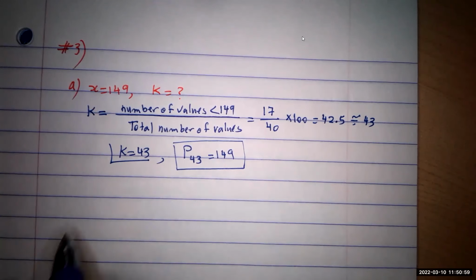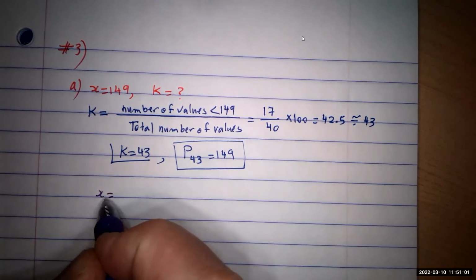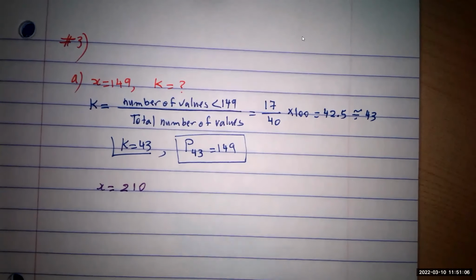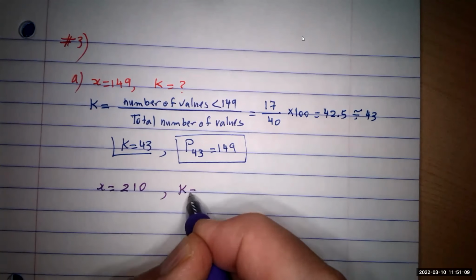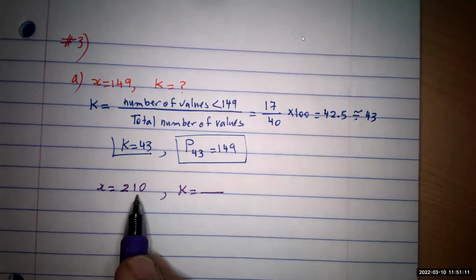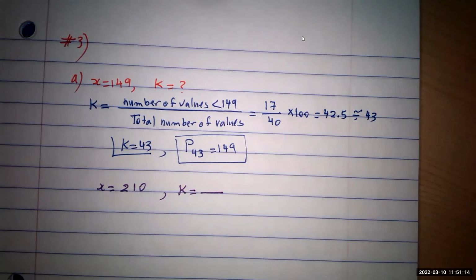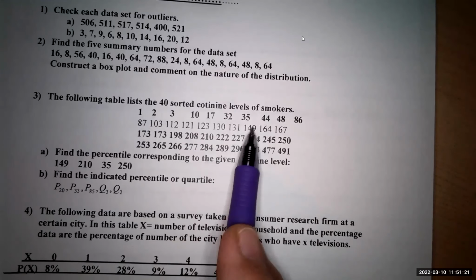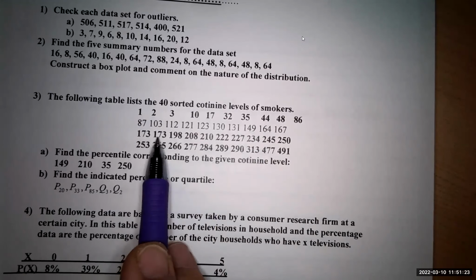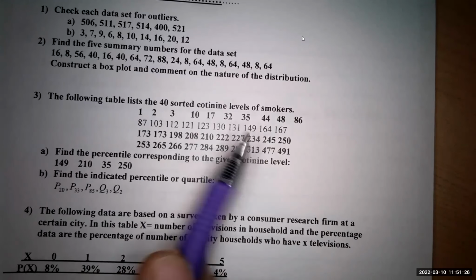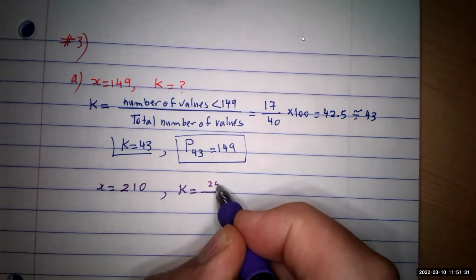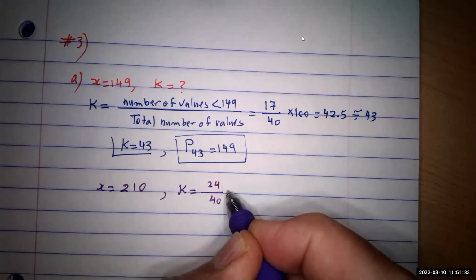I'll do one more for you. For example, you have 210, so you find the K. K is equal to the number less than 210. You go and count how many numbers you are going to have. This is 210. The number below it is going to be 10 and 10, 20, 21, 22, 23, 24. So there are 24 numbers. So it's going to be 24 over the total, which is 40, then you multiply by 100.